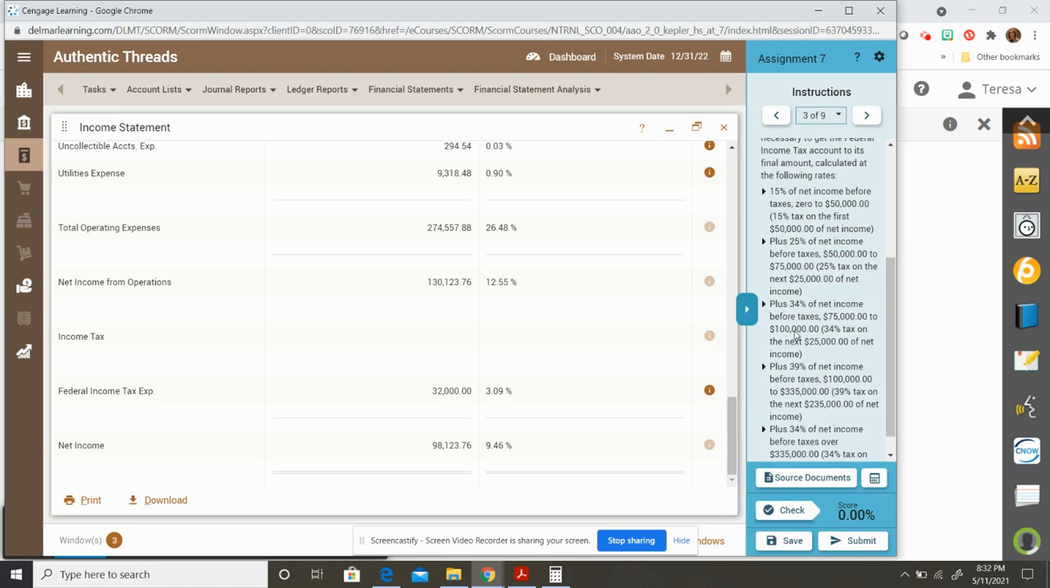The next point here, we have 100,000. We have at least 100,000, so we've jumped up in increments of the next 25,000. Well, at this point, we've come to our next bracket, which is anything above 100,000 and then up to 335,000. Well, we're in this range here.